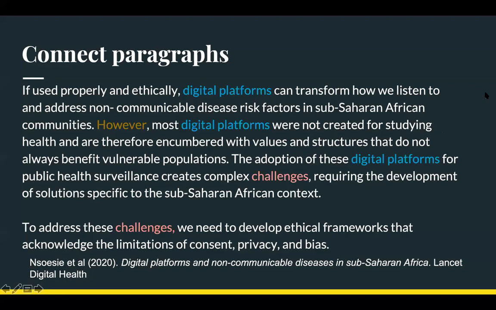This particular example is showing how I connect the first paragraph to the second one. The second paragraph is much longer than the single sentence that's included here. But the first paragraph ends with a mention of the complex challenges that come with using digital platforms for public health surveillance in sub-Saharan Africa. And then the second paragraph starts with these challenges. So to address these challenges, for you to understand what the first sentence in the second paragraph is talking about, you have to go back to the previous paragraph. So there's that link where I'm building on the ideas that were presented in the previous paragraph.